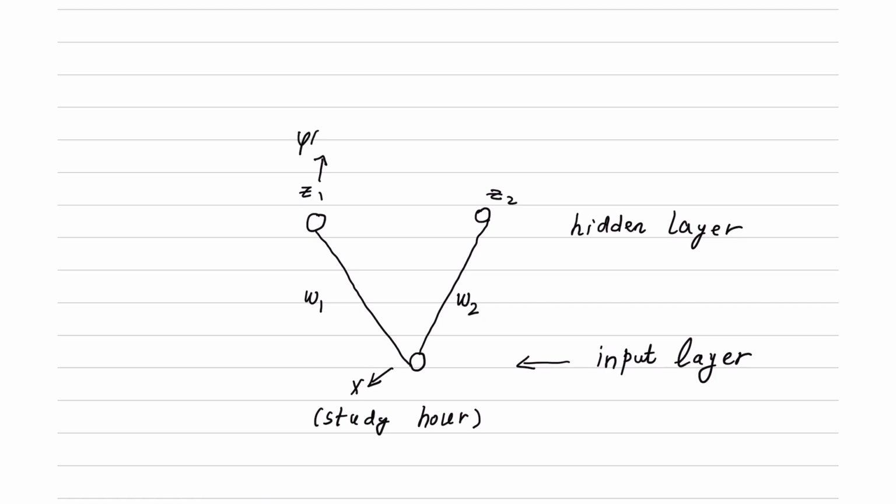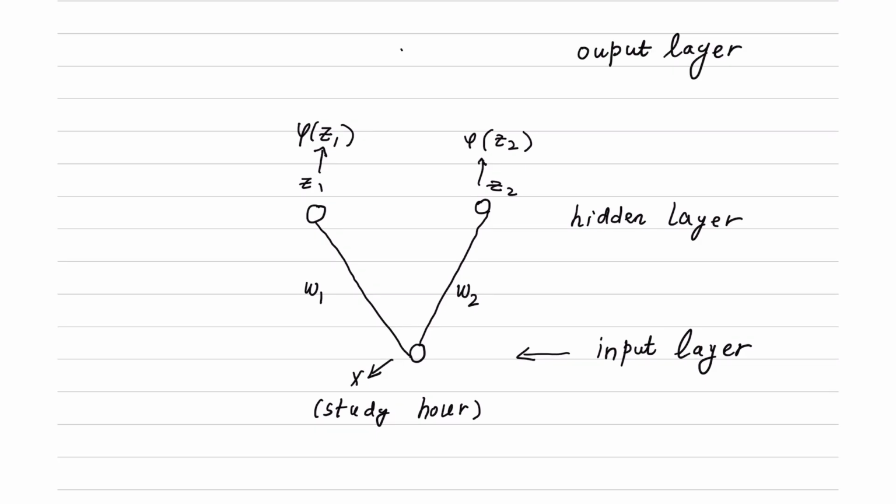Now the next step of this conceptualization is, once you have Z1 and Z2, use an activation function phi on these two values Z1 and Z2. For now, phi of Z1 and phi of Z2, phi is an activation function, will simply be the numbers. Next step is to go to the output layer.